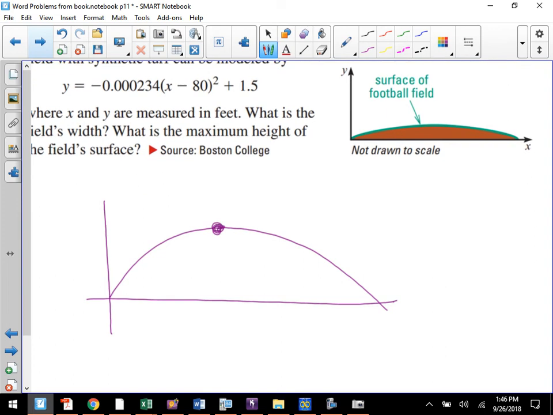This is in feet, ladies and gentlemen. So if you think about it, from one sideline to the middle of the field, it only rises up 1.5 feet. And it takes 80 feet to rise that. Okay? If you want to get fancy, you can do rise over run. So how wide is the field? 160. That's it.